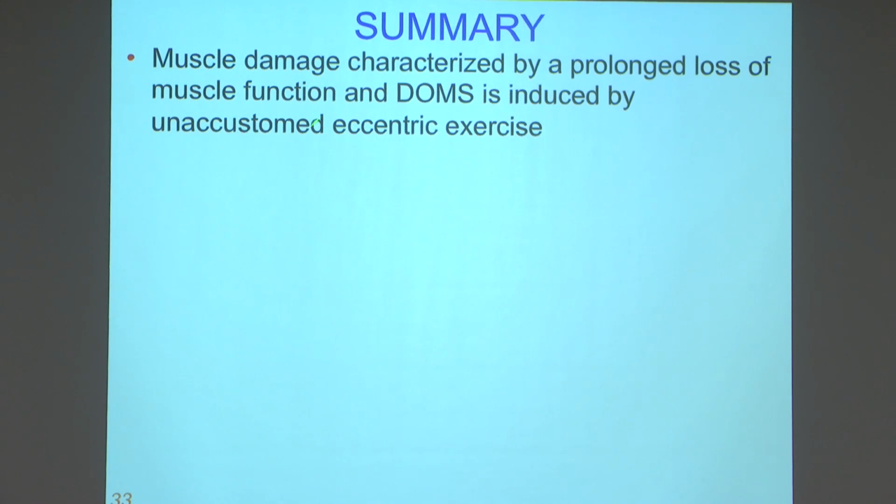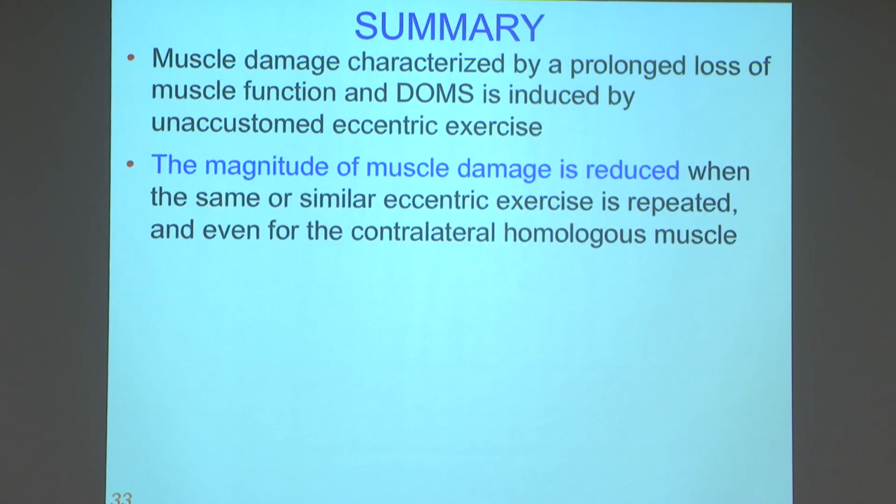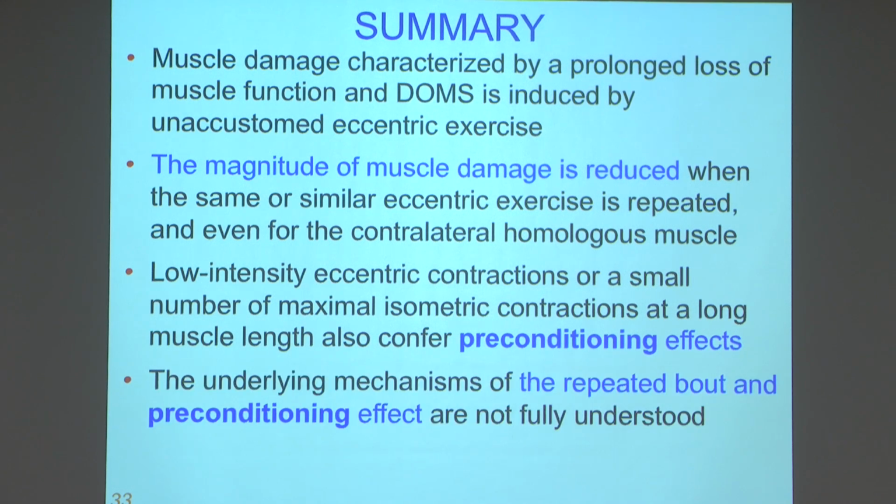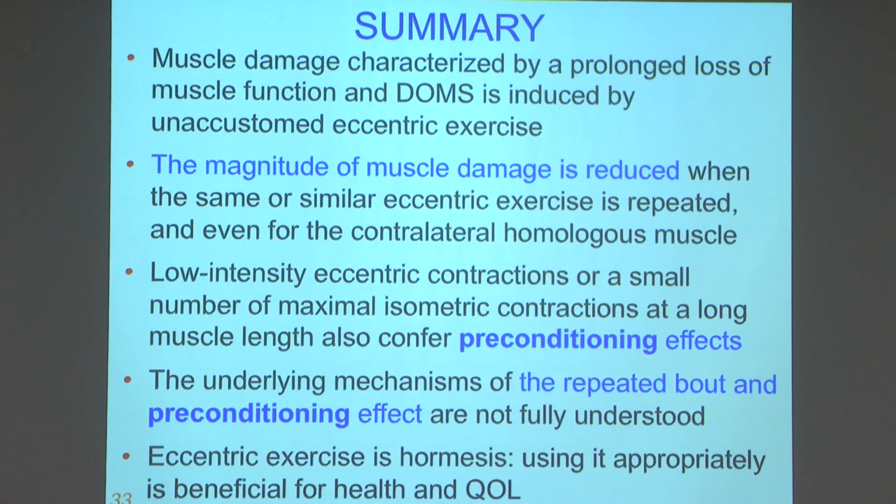In summary, muscle damage, characterized by prolonged loss of muscle function and delayed onset muscle soreness, is induced by unaccustomed eccentric exercise. The magnitude of muscle damage is reduced when the same or similar eccentric exercise is repeated, even for the contralateral homologous muscle. Low intensity eccentric contraction or a small number of maximal isometric contractions at long muscle lengths also confer preconditioning effects. The underlying mechanisms of the repeated bout effect and preconditioning effect are not fully understood, but eccentric exercise hormesis, using it appropriately, is beneficial for health and quality of life.